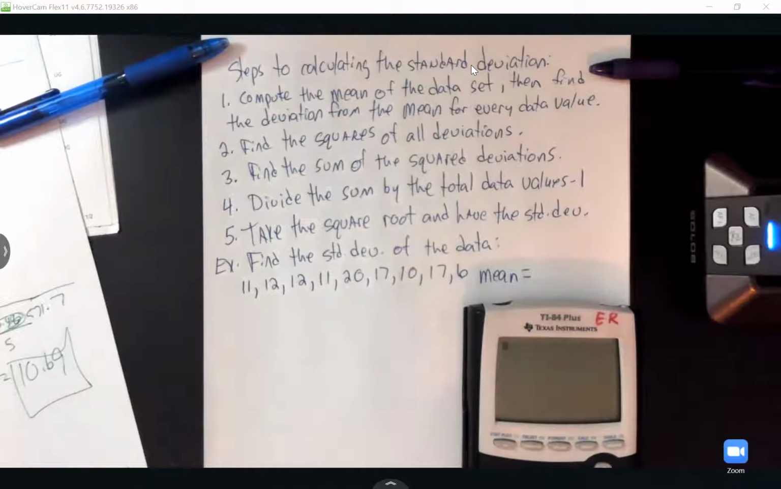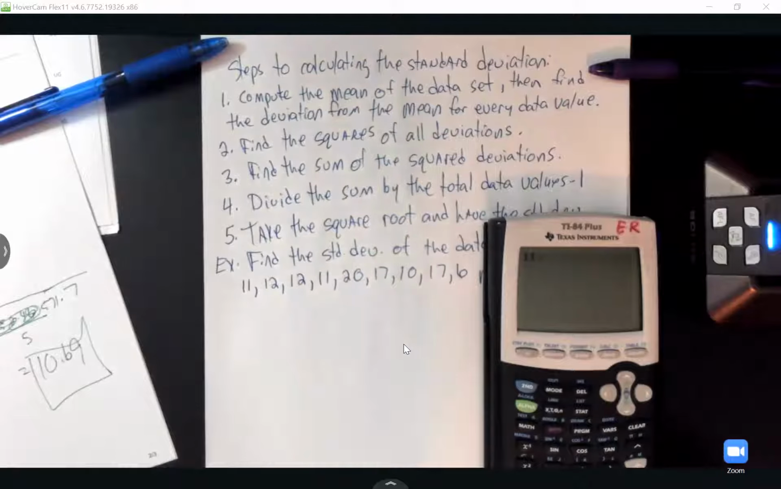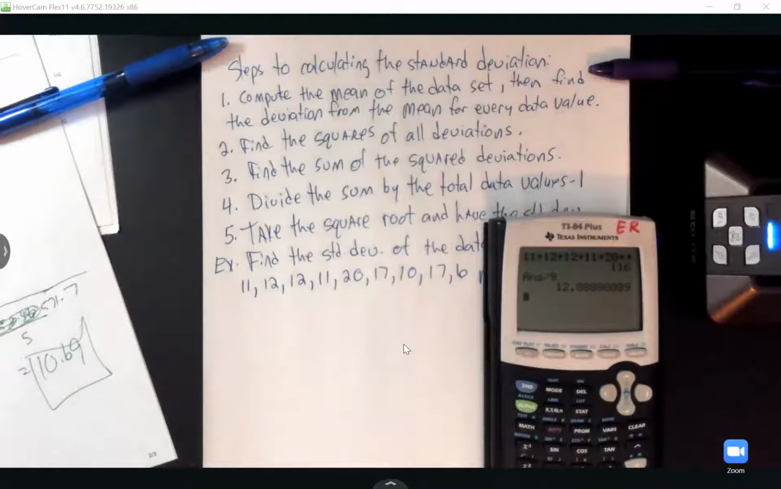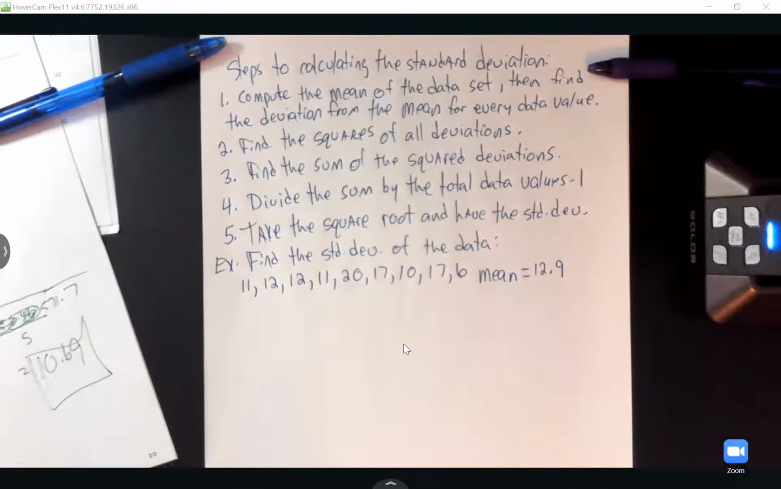So I forget how to actually find that mean, so do y'all know? You add them up and divide by however many numbers you have. There you go. So we're just going to add them up and divide by how many numbers, 9. So let's add them up. 11 plus 12 plus 12, 11, 20, 17, 10, 17, and 6. Add it all together, that was 116. Let's divide that by the 9, like you said. And that's 12.88. So I think I'm going to call that 12.9, just to round it off a little bit. So that is our mean.